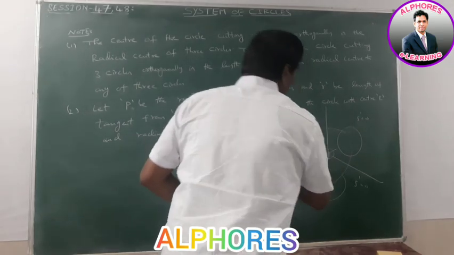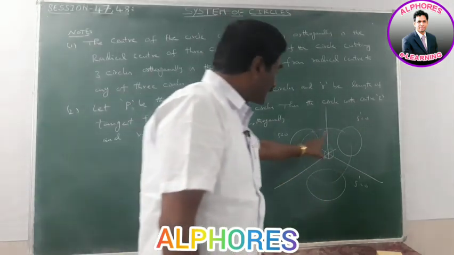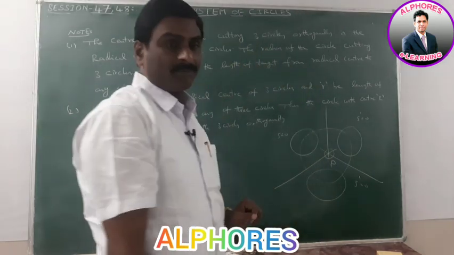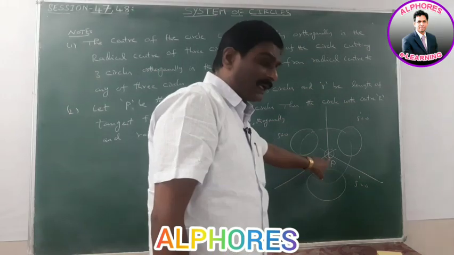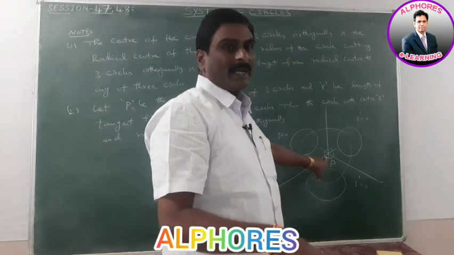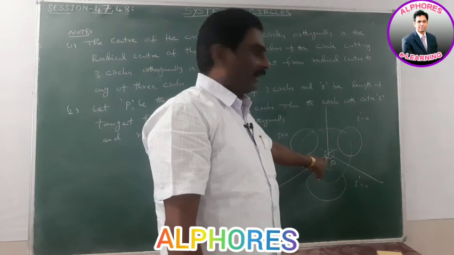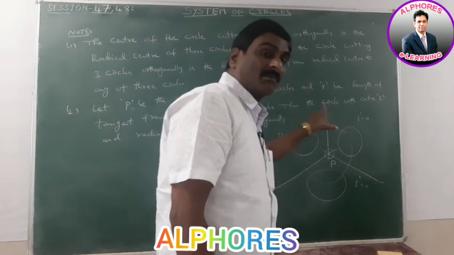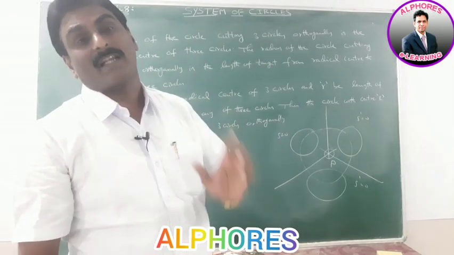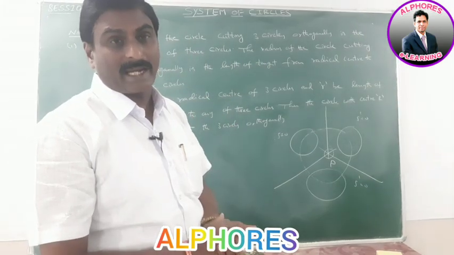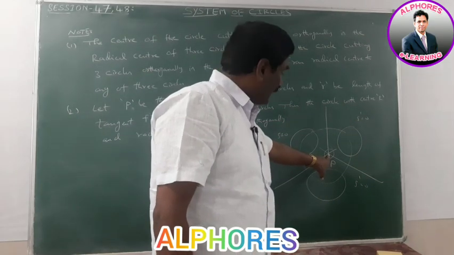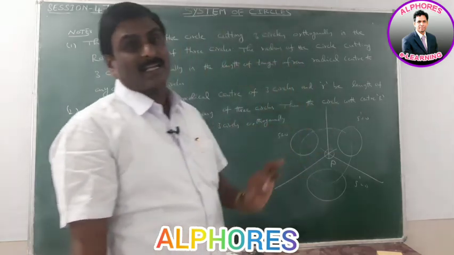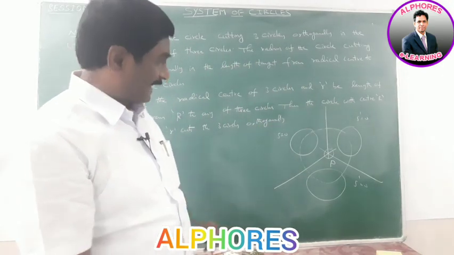But these radical axes are always concurrent. The radical axes of these three circles are concurrent, and that point of concurrency is said to be the radical center. That means the center of the circle which cuts the given three circles orthogonally must be the radical center of the given three circles. Very, very important point. The radical center of these three circles is nothing but the center of the circle which cuts the given three circles orthogonally.